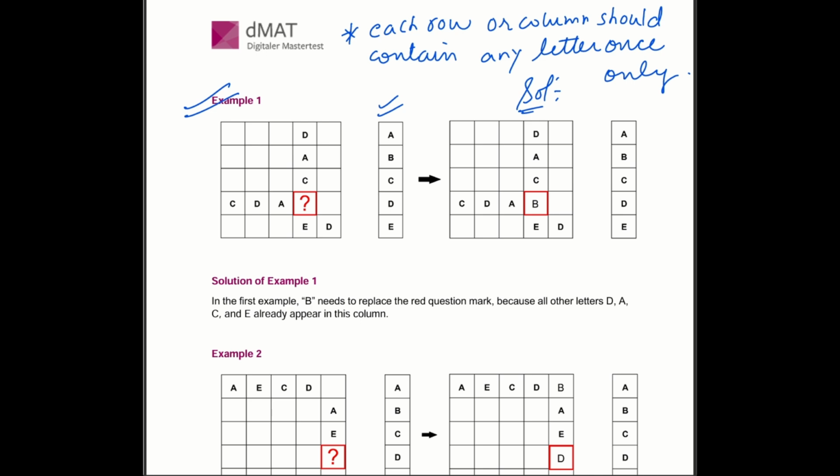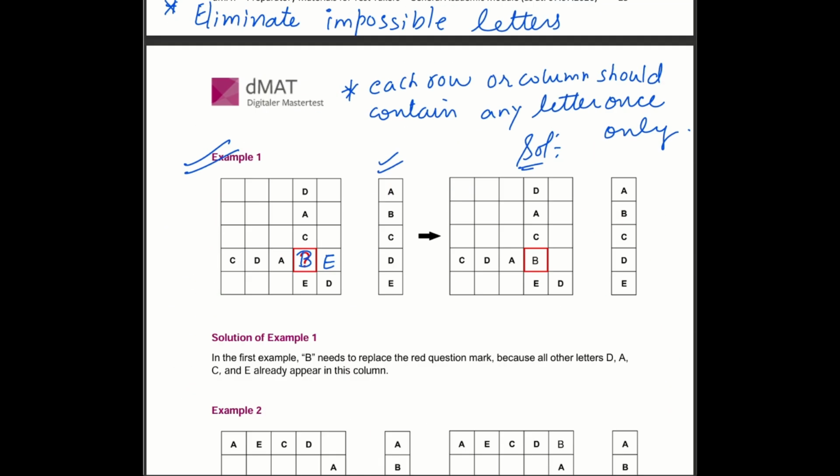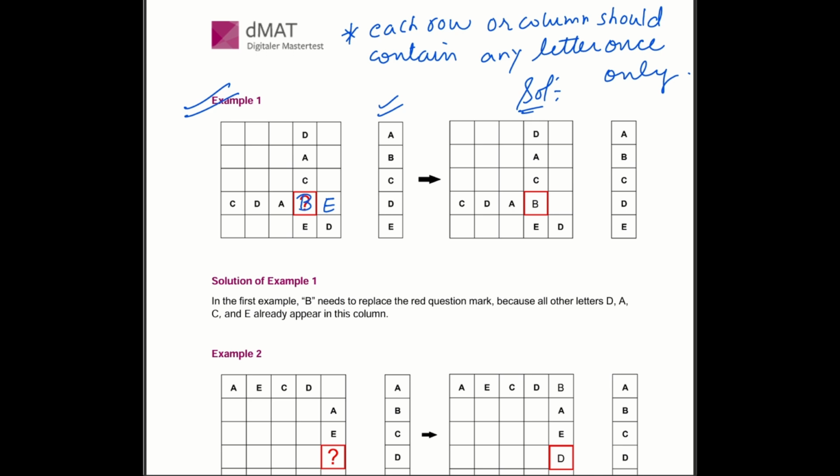So here D, A, C. So the possible choice, obviously, that would be B. That is missing. And here, if we have to solve here, that would be E. So you have to cross check your answer as well. You have to cross check your answer after solving.